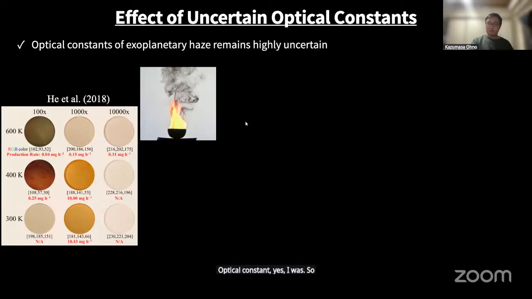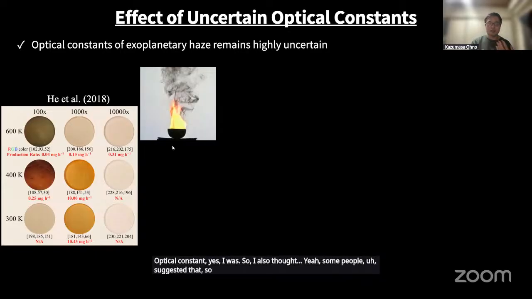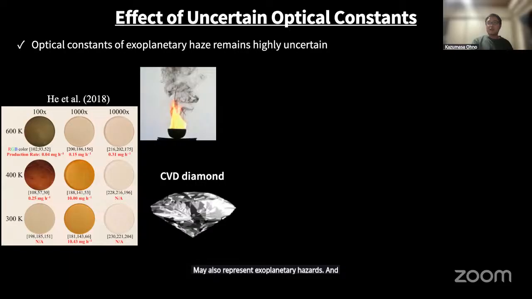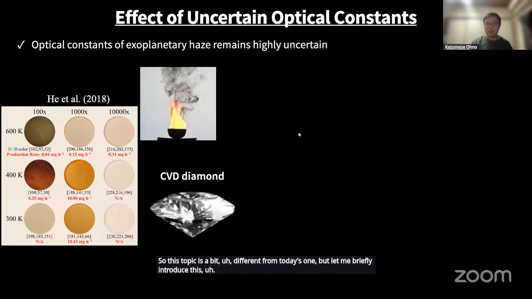Also some people suggested that soot, like black-carbon-like materials produced from flame chemistry, may represent the exoplanetary hazes. And I recently suggested that exoplanetary hazes may also resemble diamond, in particular so-called chemical vapor deposition diamonds. This topic is a bit different from today's one, but let me briefly introduce why diamond may be expected, because I like this topic.